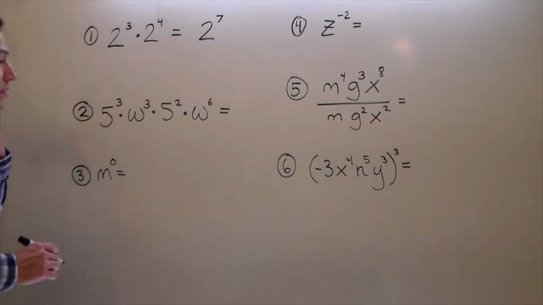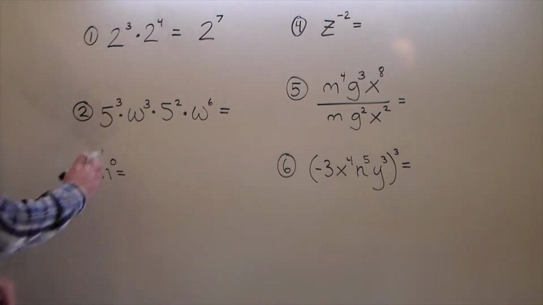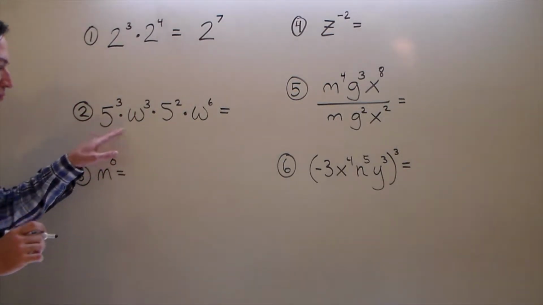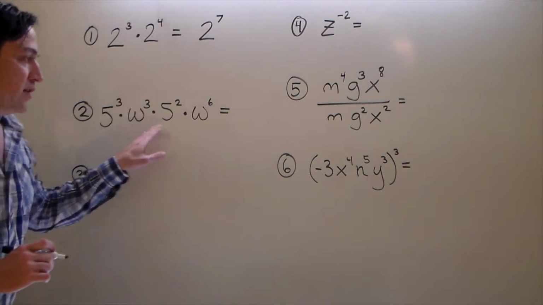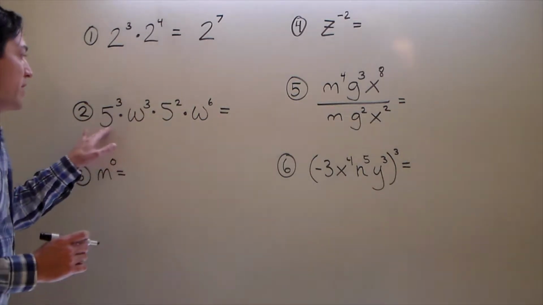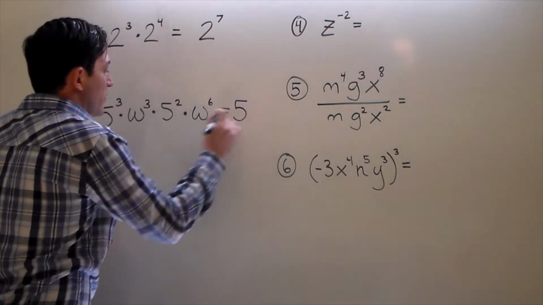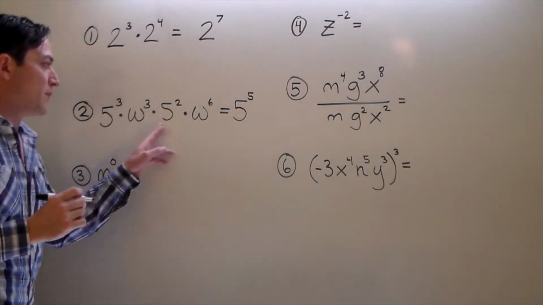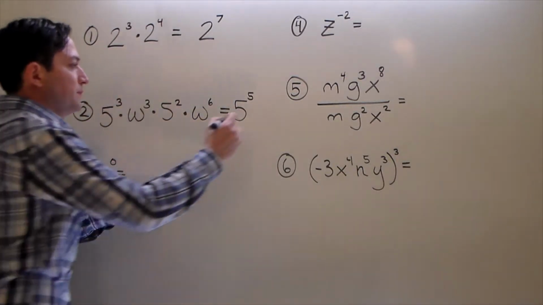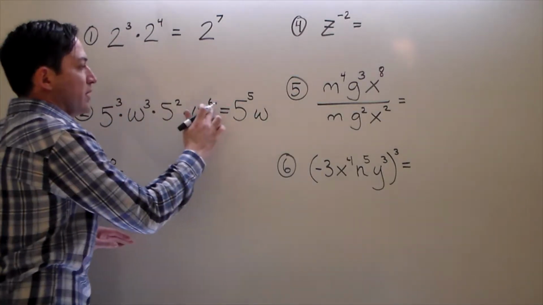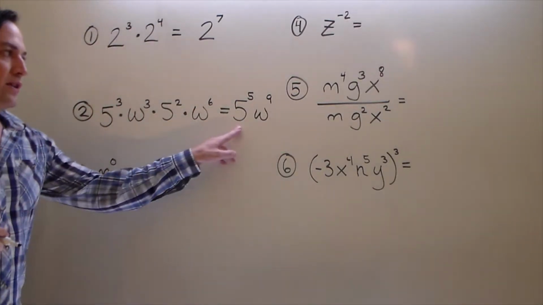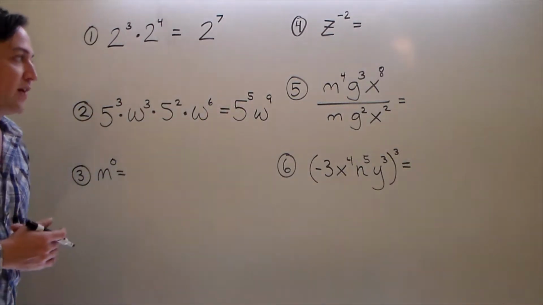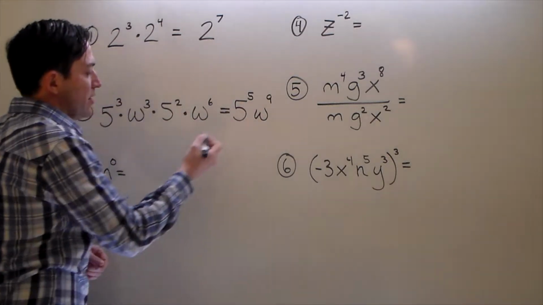Okay, right here, we now have 4 different terms being multiplied by each other. So we have 2 that have a base of 5 and 2 that have a base of W. So all we have to do is combine the 5's into one base, and add the exponents. 3 plus 2, that'd be 5 to the 5th power. And then right here I'd have W to the 3 plus 6, which is 9. I could simplify this further and turn 5 to the 5th into the number that it is equal to, but I'm not going to do that.